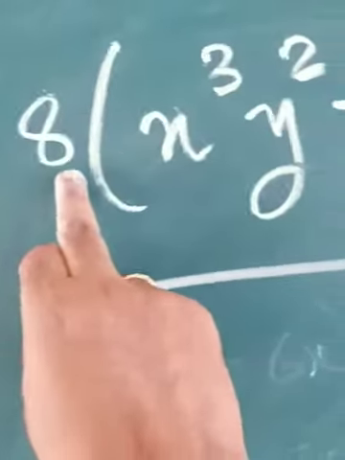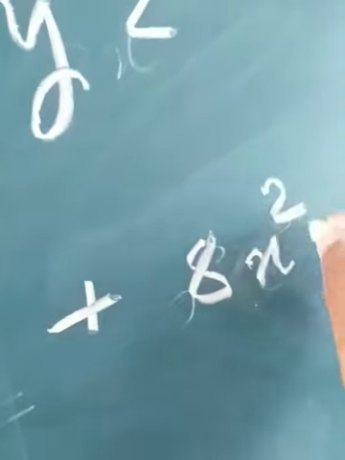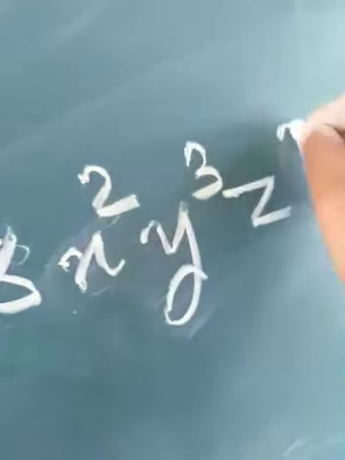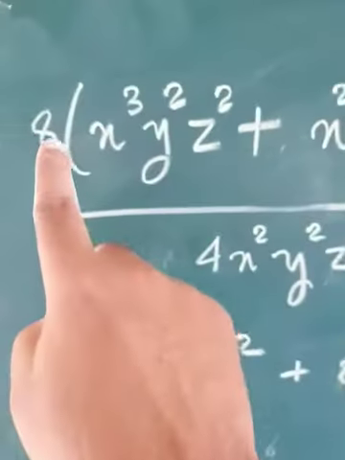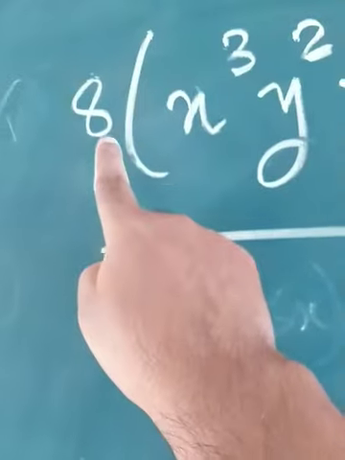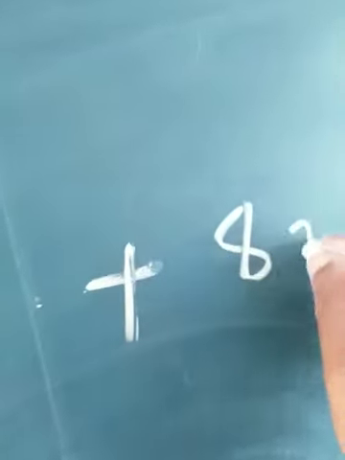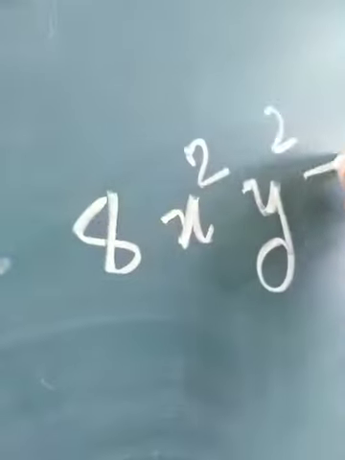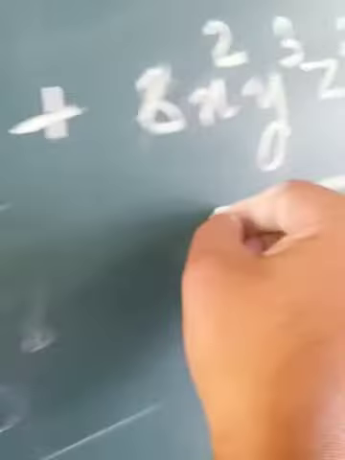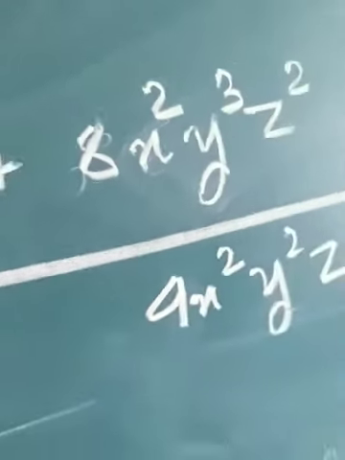Now again you multiply 8 with this term, so you will get 8x²y³z². Okay, see, if you multiply 8 with this, you will get this answer. Then again a plus sign is there, you put a plus sign. Now what is the last thing that you have to do? You have to again multiply 8 with the last term. So the answer will be 8x²y²z³. And this whole thing will be divided by the denominator, that is 4x²y²z².